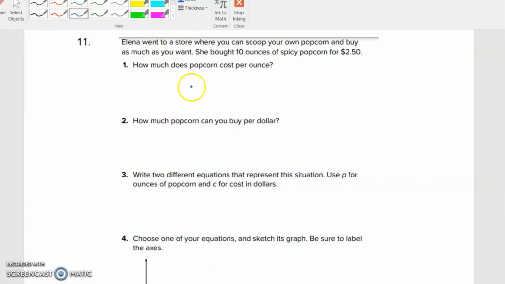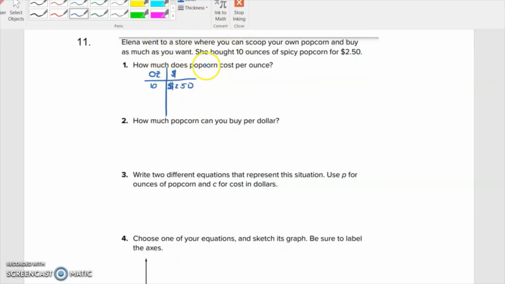Okay, so first off, I think it's helpful to make a table. I've been talking about that in these previous problems, how it can be helpful to make a T-table. So I have ounces of popcorn, and the money cost. So I know she buys 10 ounces, and it costs $2.50.